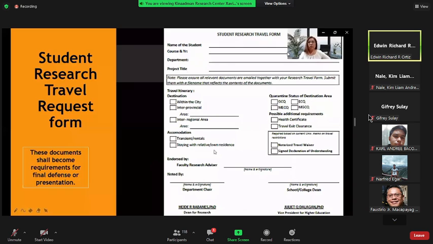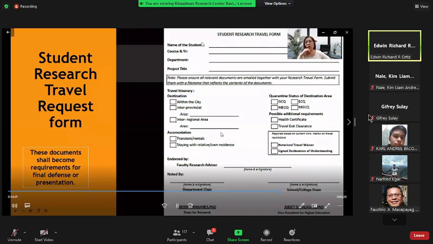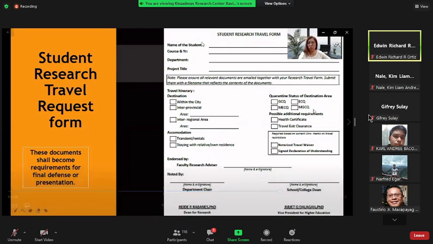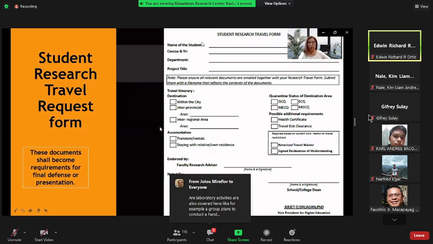Okay, so this is the look of the student research travel request form, where the student lead researcher has to indicate the same requirements that were available for faculty researchers. Okay, so these are the signatories that are required.